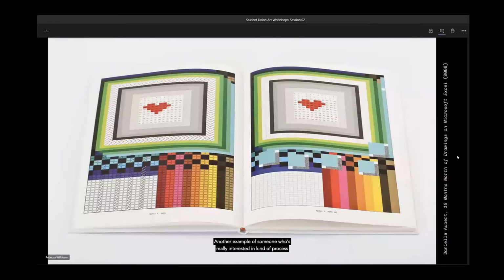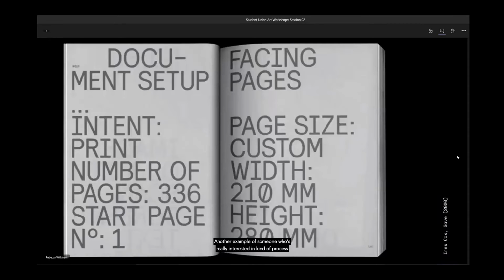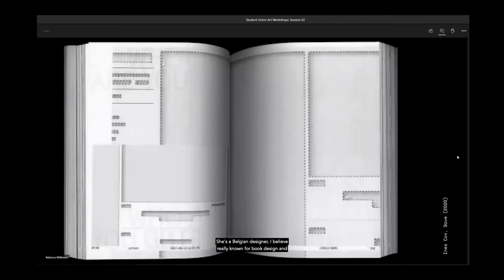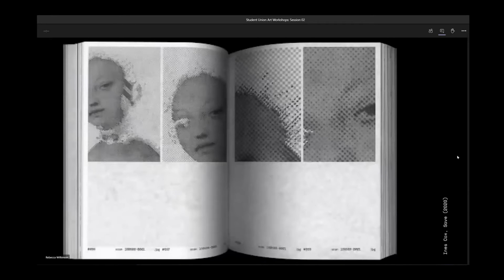Another example of someone who's really interested in process and looking at the behind the scenes of design is Inez Cox. She's a Belgian designer, I believe, really known for book design and for her work in the cultural sector. And this book, Save, is really about the process of graphic design. So she's looking behind the curtain, behind the scenes of design, and almost the crappy process aspect of it all. And I think that's really interesting as well, that someone could take inspiration from the process of the work itself.